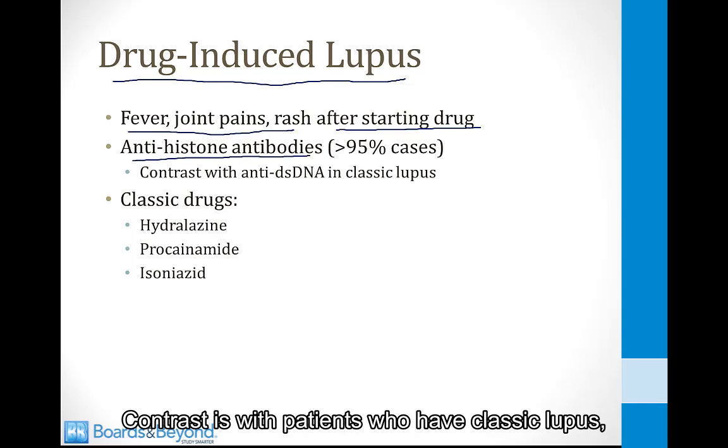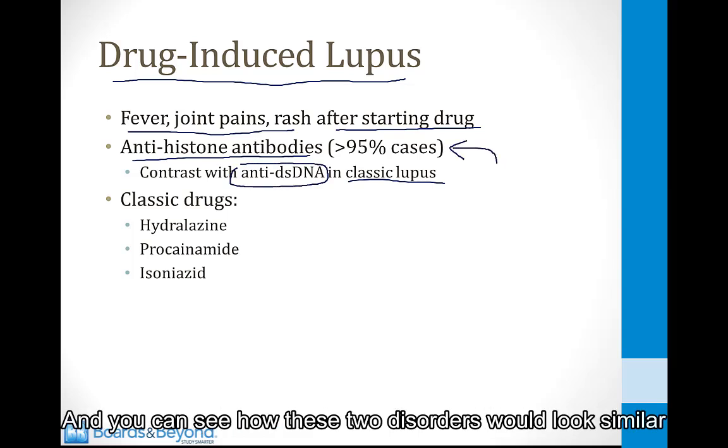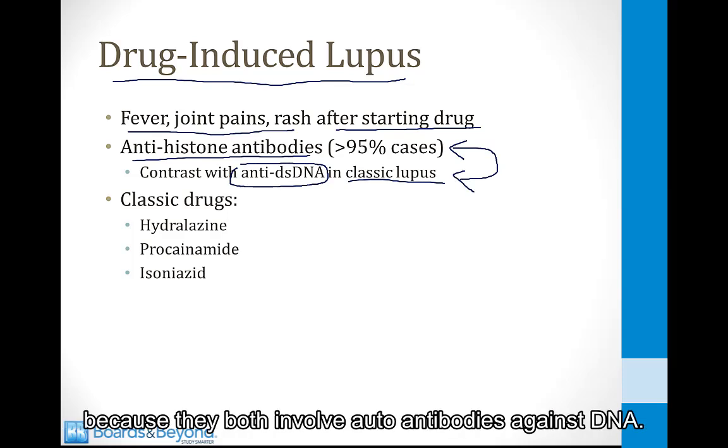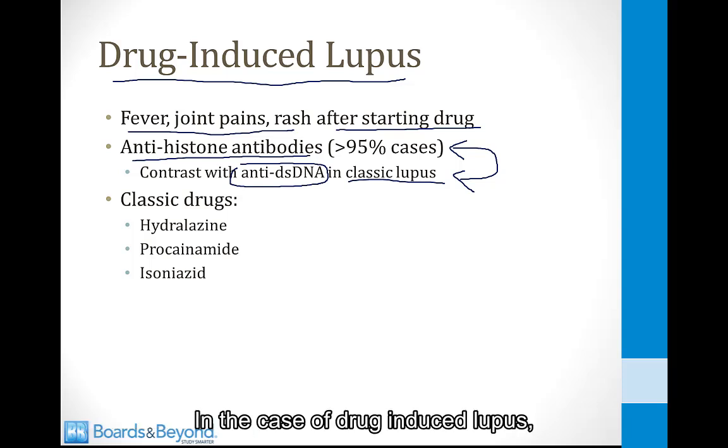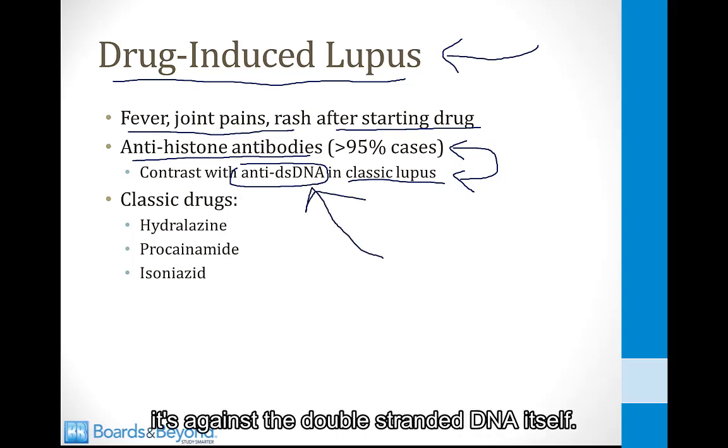Contrast this with patients who have classic lupus, they typically have anti-double-stranded DNA antibodies. And you can see how these two disorders would look similar because they both involve autoantibodies against DNA. In the case of drug-induced lupus, it's against the histone molecules. In the case of traditional lupus, it's against the double-stranded DNA itself.